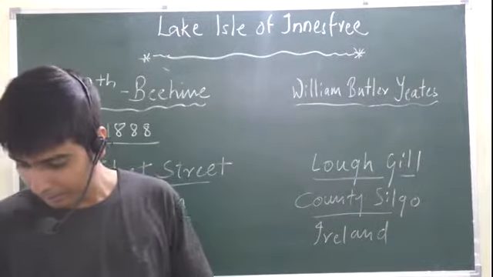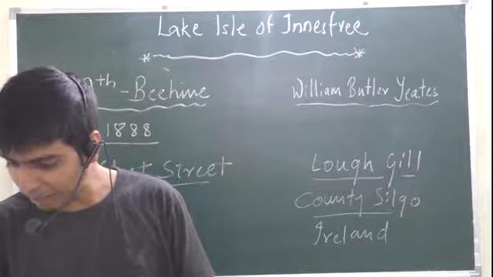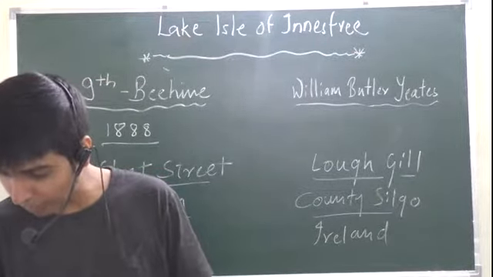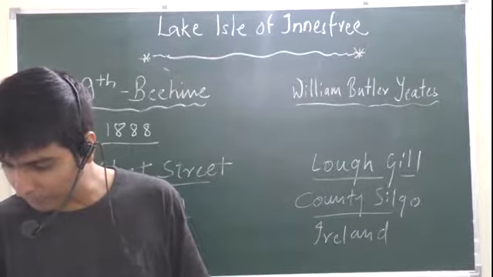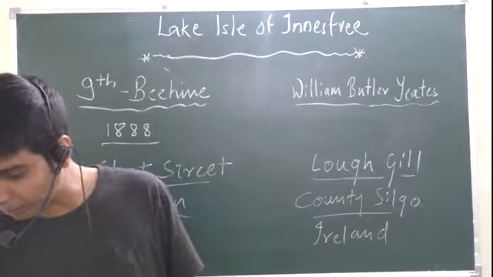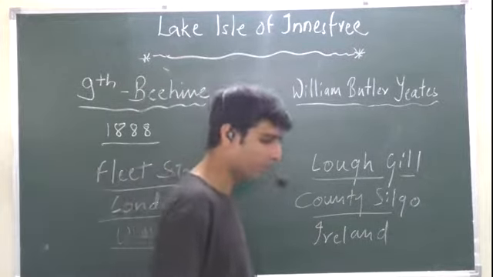The next stanza here: And I shall have some peace there, for peace comes dropping slow, dropping from the veils of the morning to where the cricket sings. There midnight's all a glimmer, and noon a purple glow, and evening full of the linnet's wings. Wow. Beautifully said, my friends.